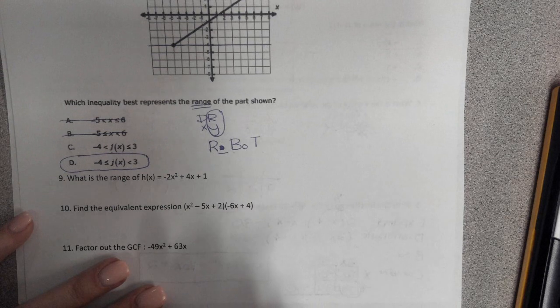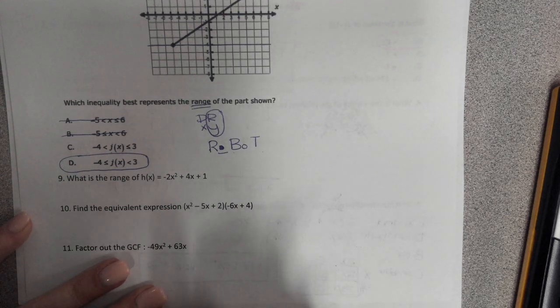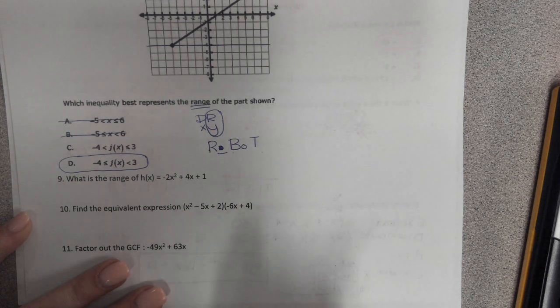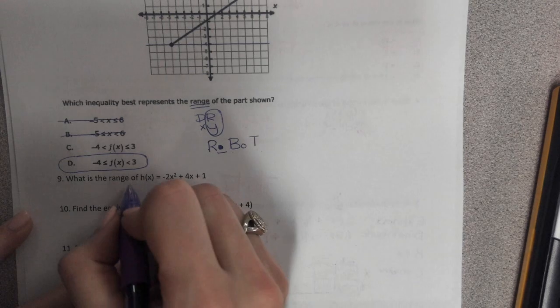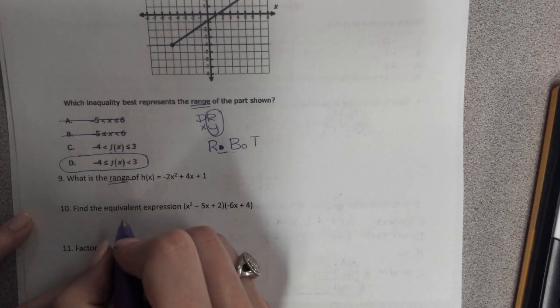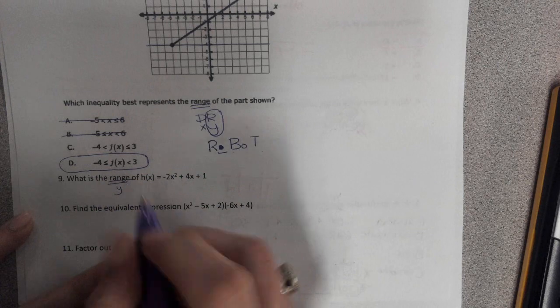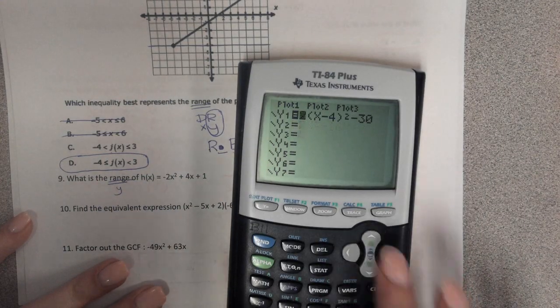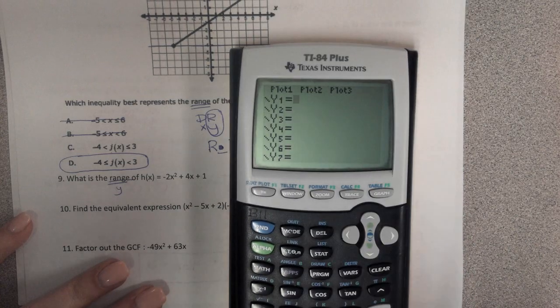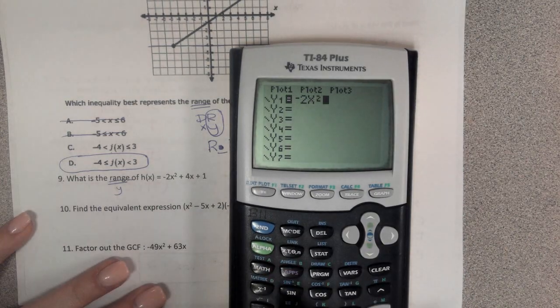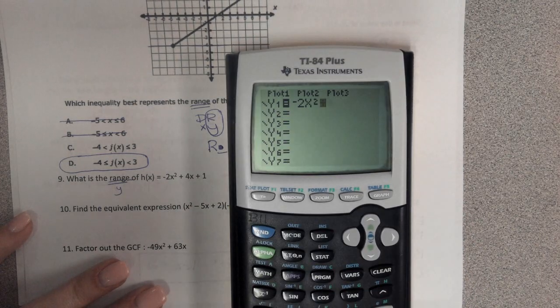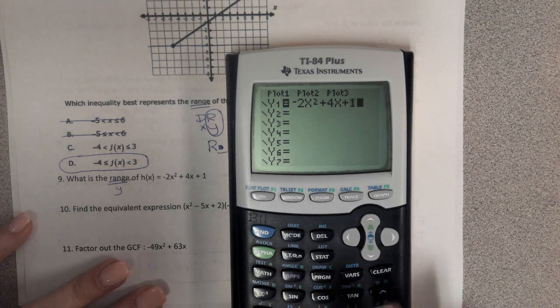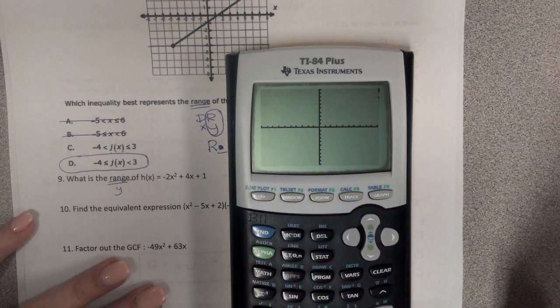What is the range of this equation? Okay, you can do this by hand if you know your math, but it's easier in our calculator. So we're looking at range, which is the Y values. This is an equation. Let's put it in our calculator. So I'm going to type in -2x squared plus 4x plus 1. And let's look at the graph.